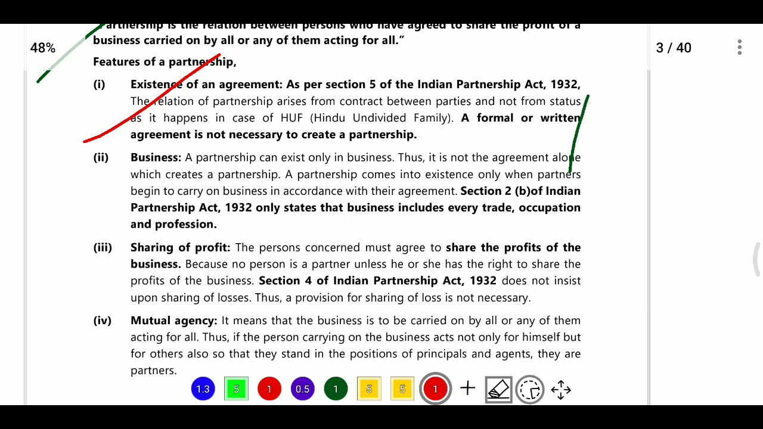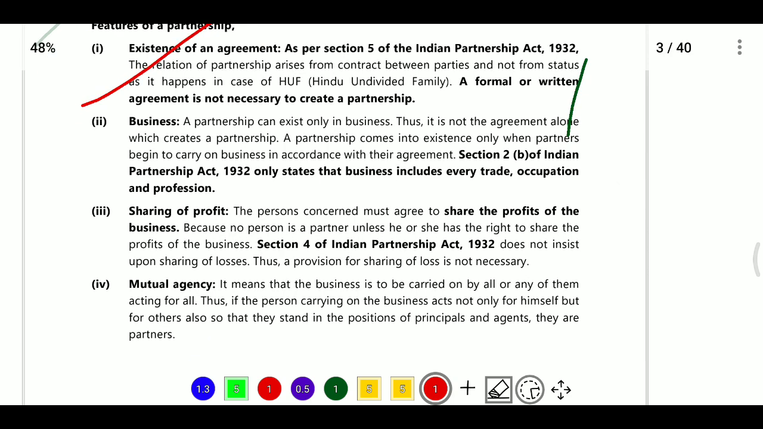For example, A and B verbally agree to start a bakery, and they both invest money and share profits. So the oral agreement is also valid for this type.